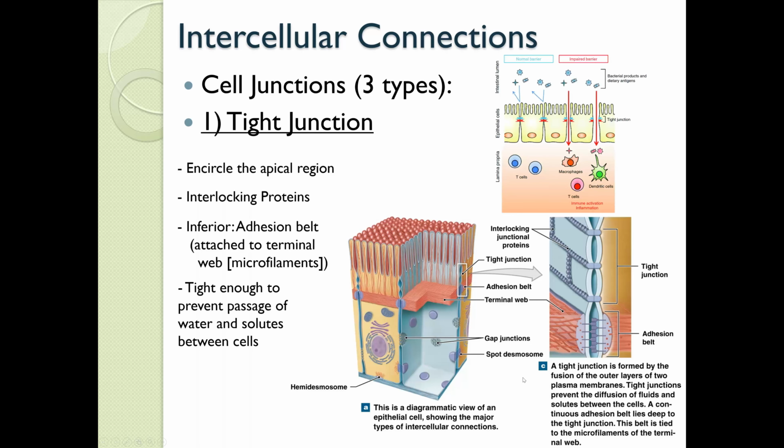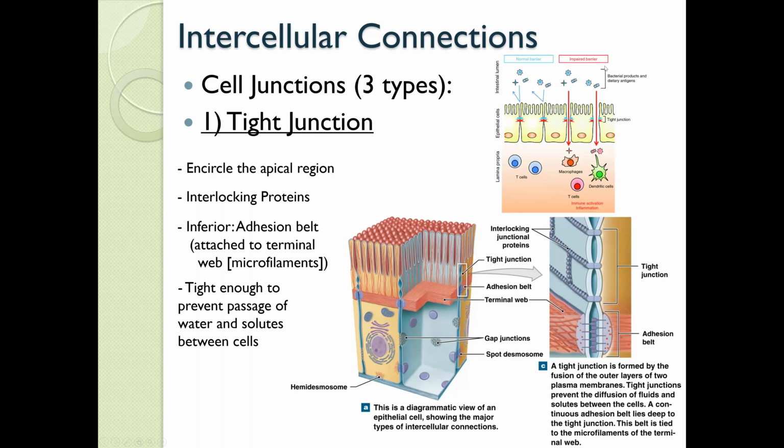Tight junctions are tight enough to prevent the passage of water and solutes between cells. So this is very important in a lot of linings in the body. Let's look at an example in the intestines. In the intestines, you might have bacteria in there. You might have different things that you eat, like dietary antigens that aren't broken down yet and not ready to be absorbed. And so in a normal intestinal lining, these tight junctions are going to hold the cells together so tightly that none of this is going to be able to pass to get inside of your cells.